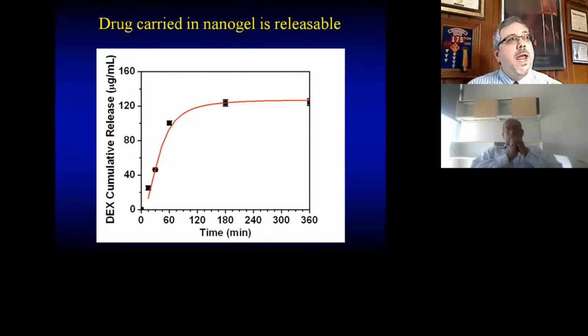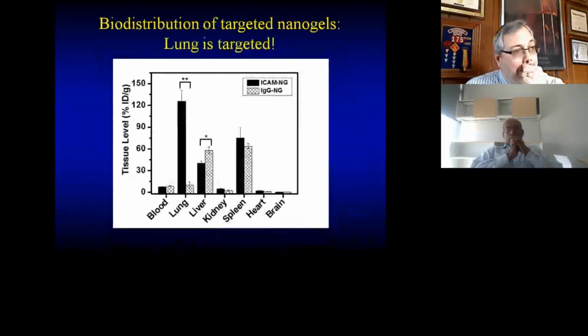And you can think of this, in a way, as being, for a deliverable, almost a homeopathic dose of steroid in the nanogels, but because of the targeting, we can get very high site specificity. In vivo, the lung itself expresses a considerable amount of ICAM1, much more so than other targetable organs.